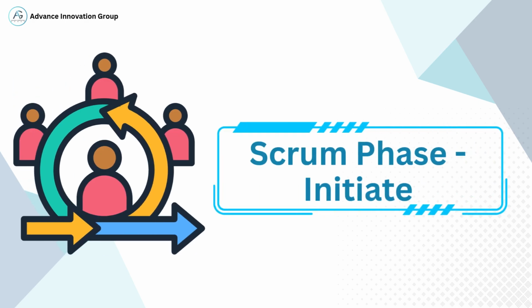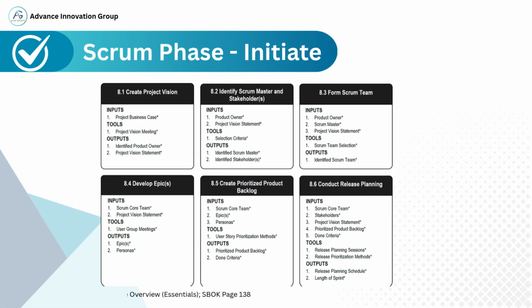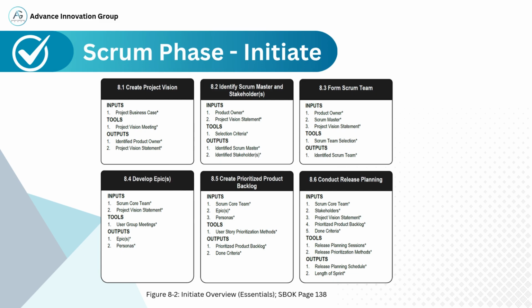Scrum phase, initiate. The initiate phase is the first and most foundational phase in the Scrum framework. This phase helps the team set a clear direction before development work begins. It ensures that there is a defined vision, roles are assigned, and the planning process is structured. There are 6 key processes in this phase.